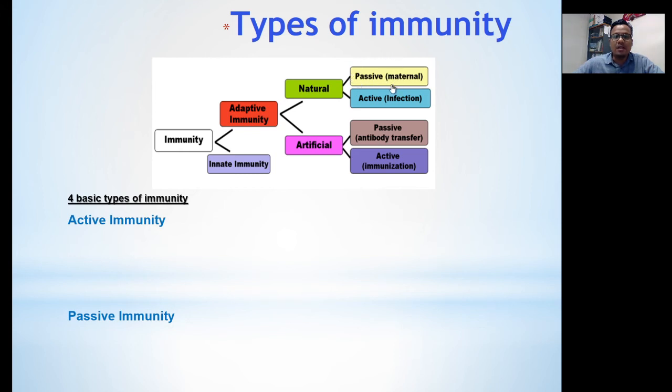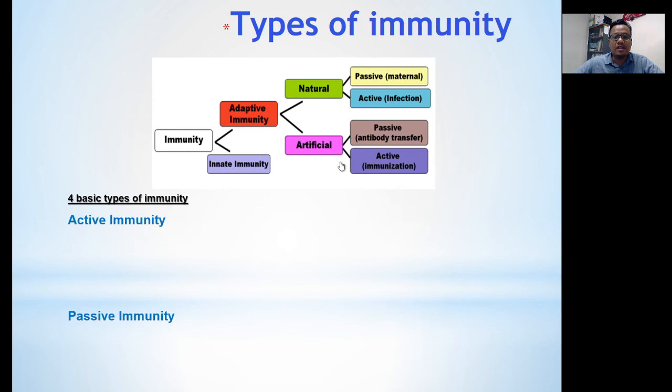and then during our breastfeeding period, our mother will share her IgA. IgA is available in body secretions, including breast milk. So we are protected by natural passive immunity from our mother, or active every day through infection. So when we have fever or flu, we are protected by active infection.